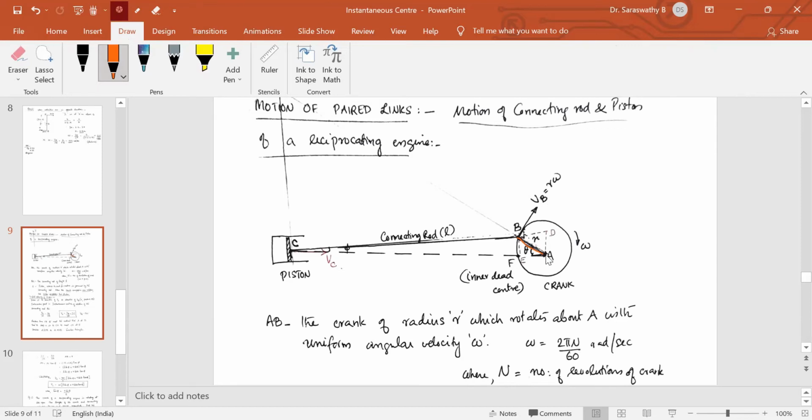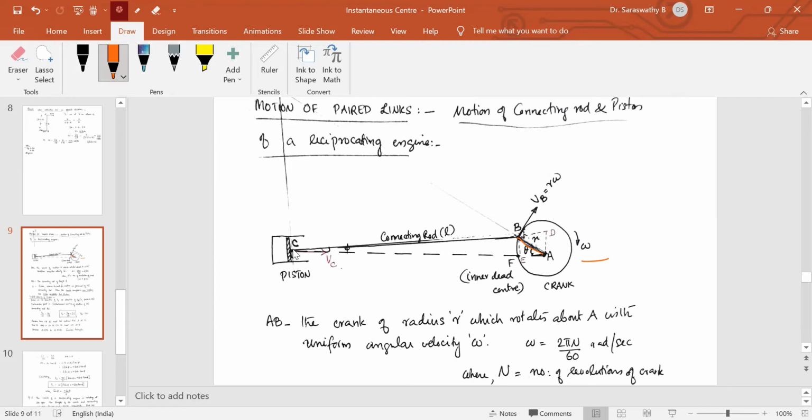So the wheel will be connected to the crank through an axle. This is the crank pin. We call it crank pin. This crank rotates with a constant angular velocity omega radians per second. Now here, at this end there will be a piston. Inside the piston there will be a piston rod. So this will start from here and this will move to and fro. The piston will be moving to and fro.